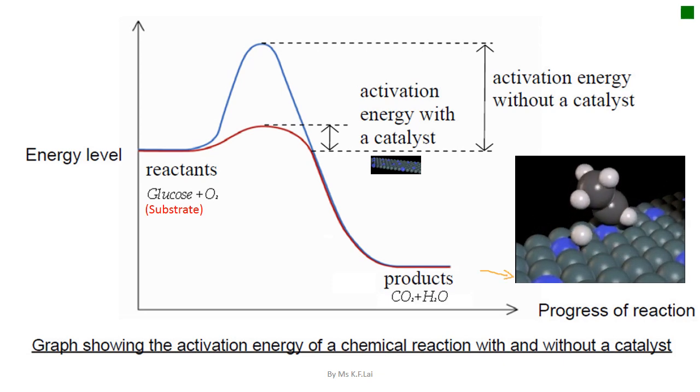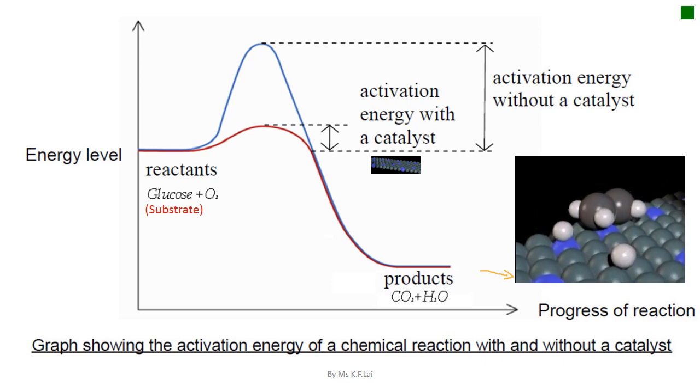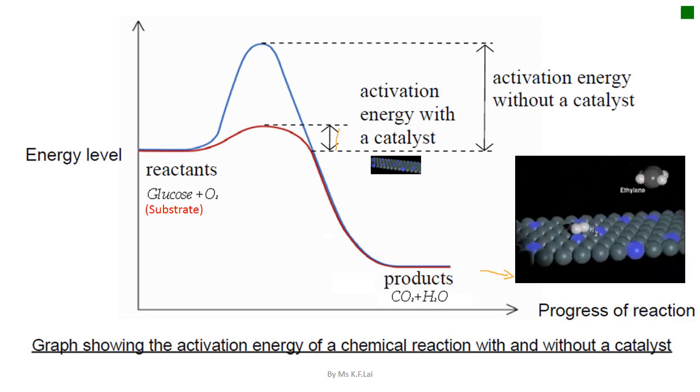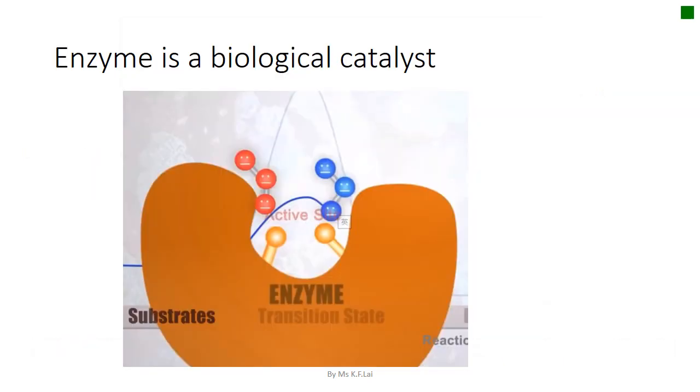This figure represents the catalyst. A catalyst provides another pathway for the reaction to take place. This pathway has a lower activation energy. Enzyme is a protein molecule which acts as a biological catalyst. It works by lowering the activation energy to speed up the chemical reaction.